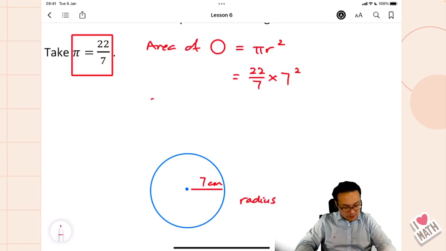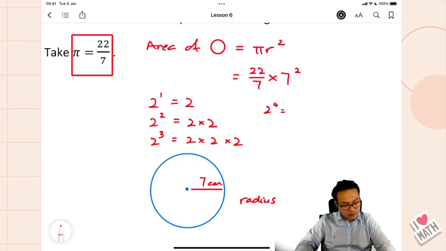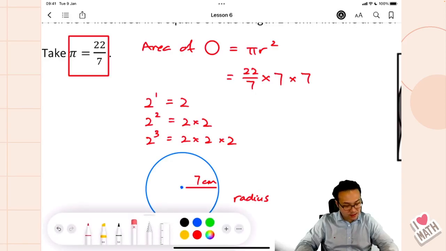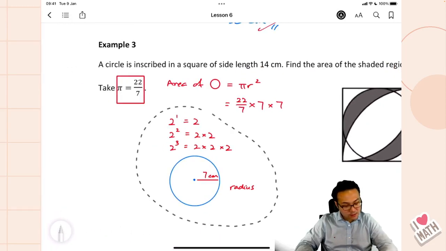For example, 2 to the power of 1 equals 2. 2 to the power of 2 is called 2 squared, which equals 2 times 2. 2 to the power of 3 is 2 times 2 times 2. 2 to the power of 4 is 2 times 2 times 2 times 2. Yes or no? So you just need to multiply it how many times? If you see the number 2 here, you just multiply it 2 times. That's it. Pi times the radius times the radius. That's how I find the area of the circle.